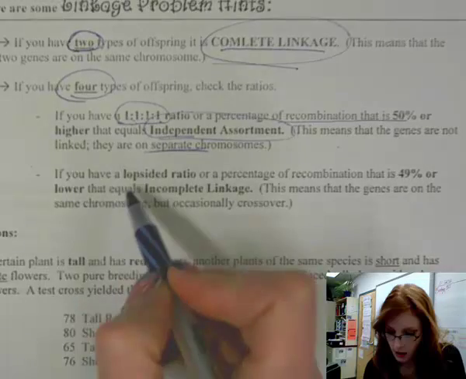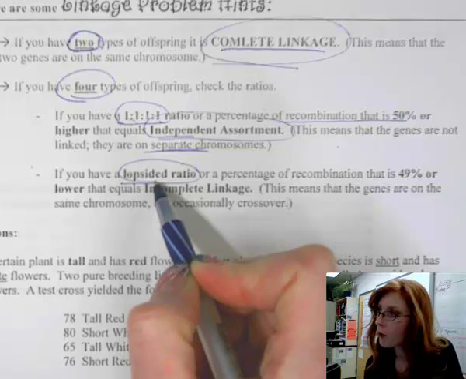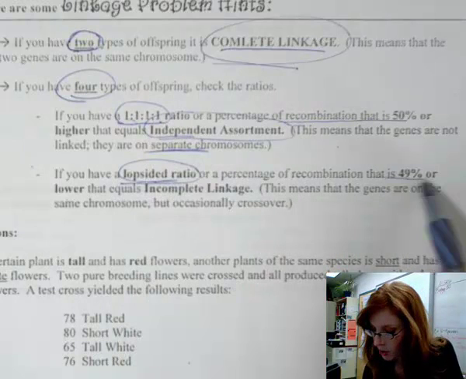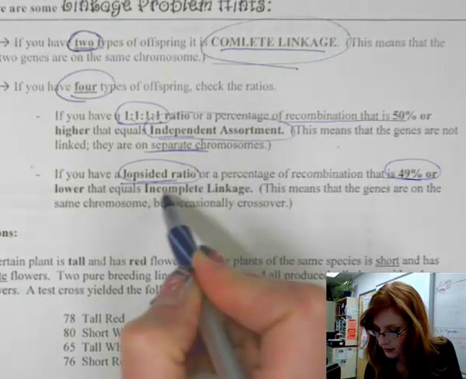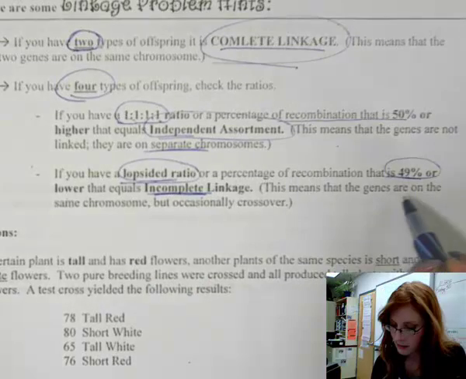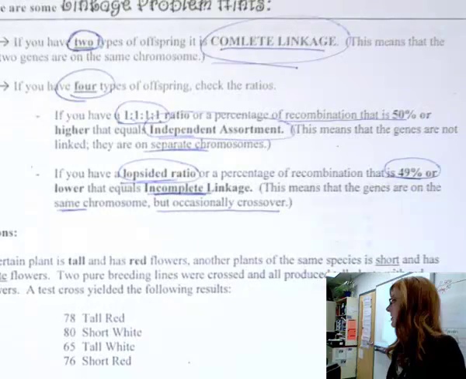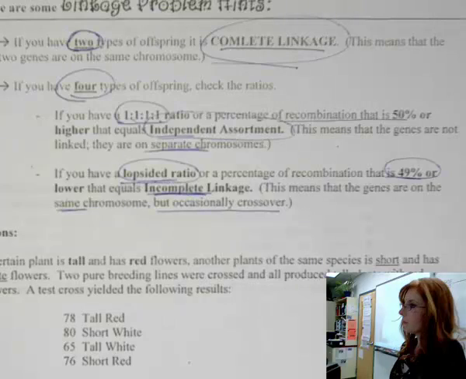Now, if you have a lopsided ratio, so there's 4 options, but they're not that 1-to-1-to-1, and it's lopsided, or you get a percentage of recombination which is 49% or less, that's referred to as incomplete linkage. That means they are on the same chromosome, but sometimes they cross over. So sometimes you get some variation, sometimes not so much.